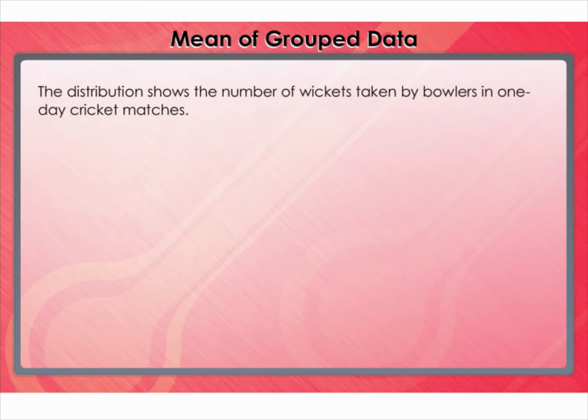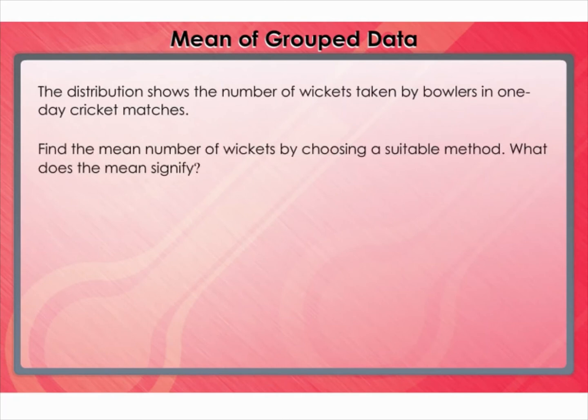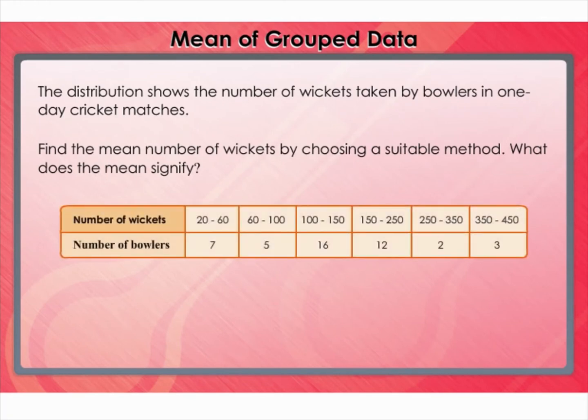Let's move to another example. The distribution shows the number of wickets taken by bowlers in one-day cricket matches. Find the mean number of wickets by choosing a suitable method. What does the mean signify?